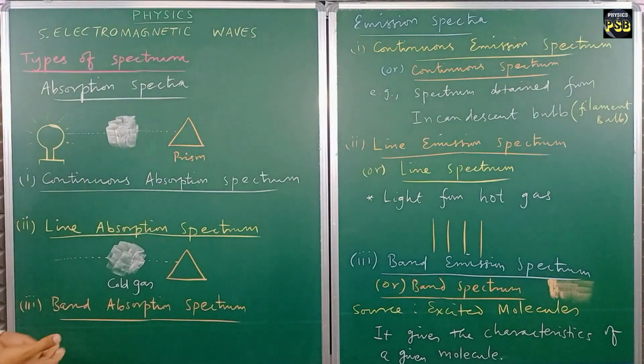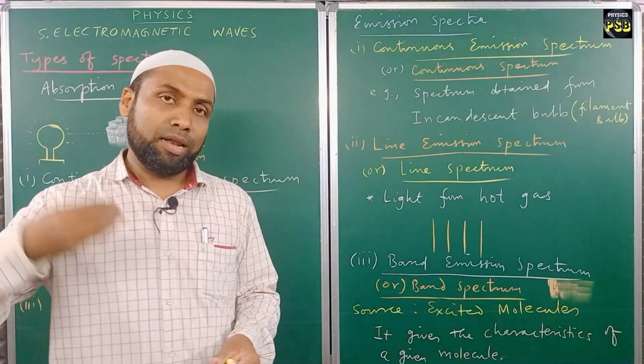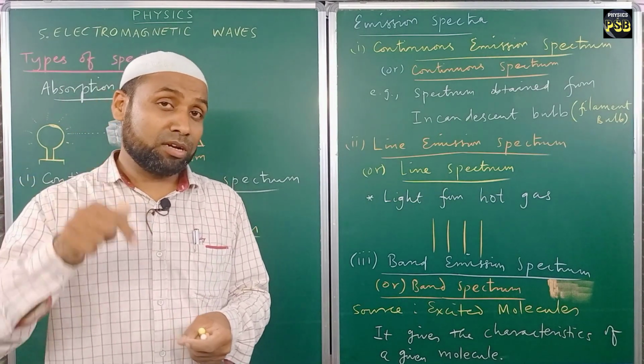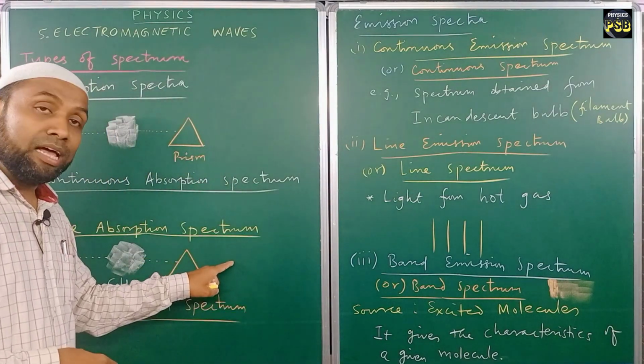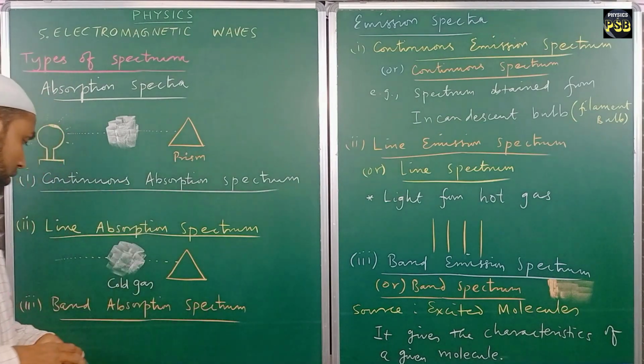Band absorption spectrum is also obtained when white light from an arc lamp is allowed to pass through iodine vapor. So, when I say we obtain a spectrum when light is passed through a certain substance, after that we need to pass it through a prism. Only then will we get a spectrum. Otherwise, we will not get a spectrum. Remember this.